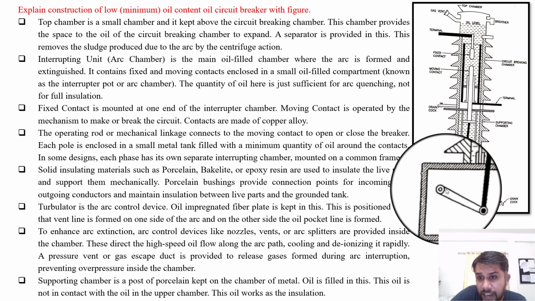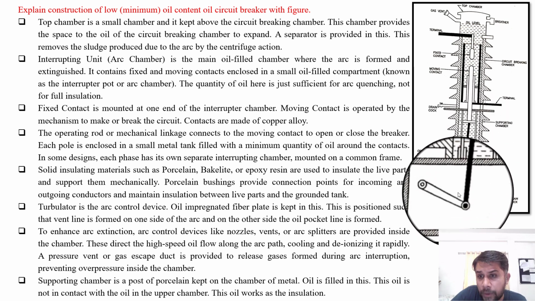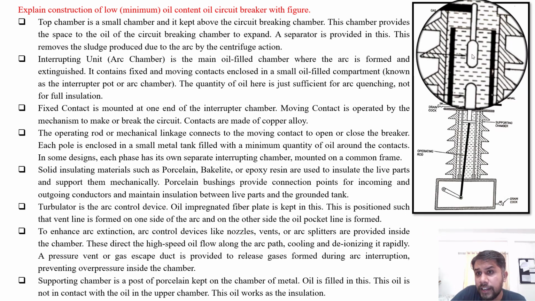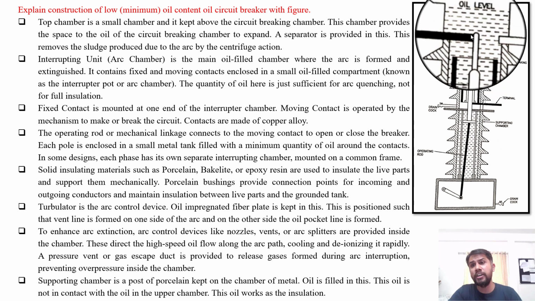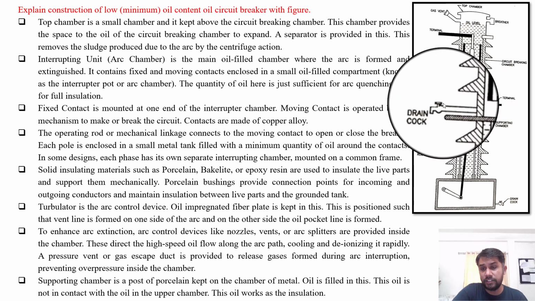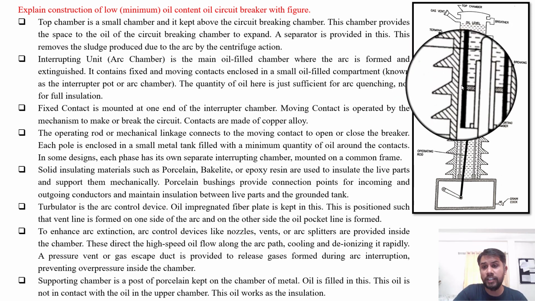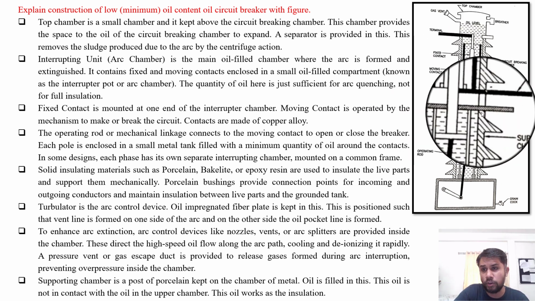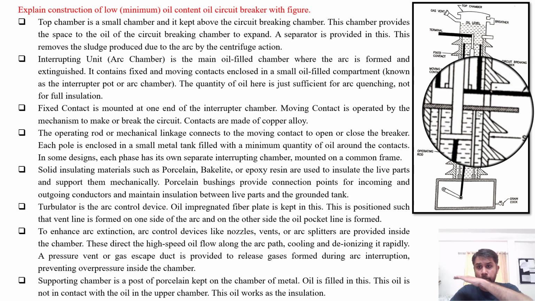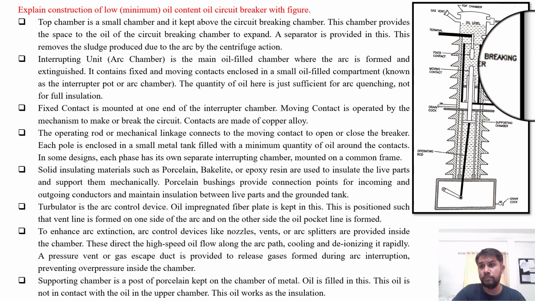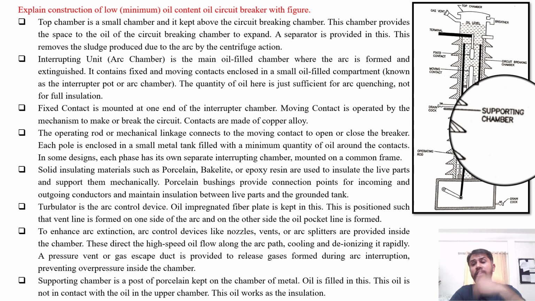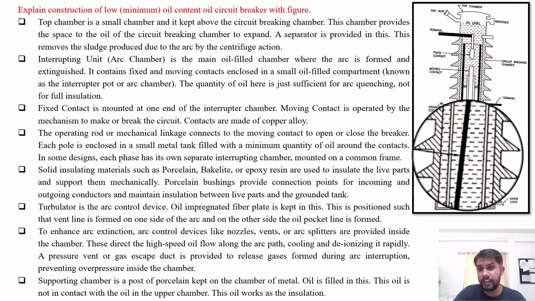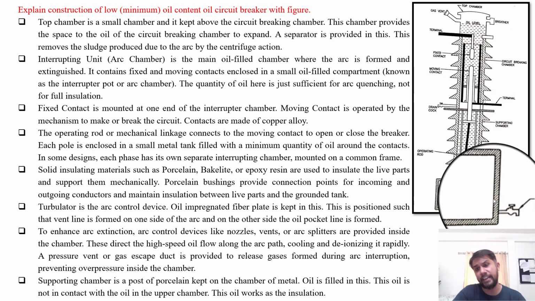This is the mechanical linkage or operating lever mechanism. This is the moving contact, and here is the fixed contact, which is mounted with one terminal here. This is the drain cock to drain out the oil from the circuit interrupting chamber. This is the separator, or the bifurcation plate between the supporting chamber and the circuit interrupting chamber, and this is the drain cock from where the supporting chamber oil can be drained out.